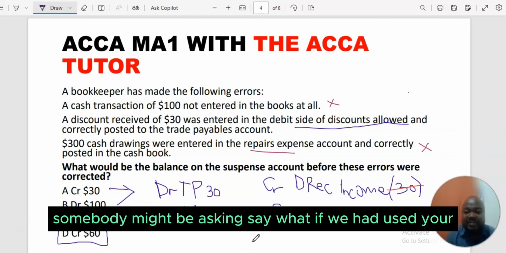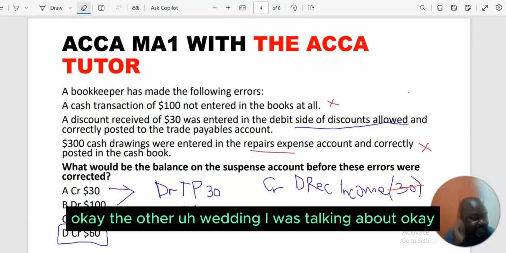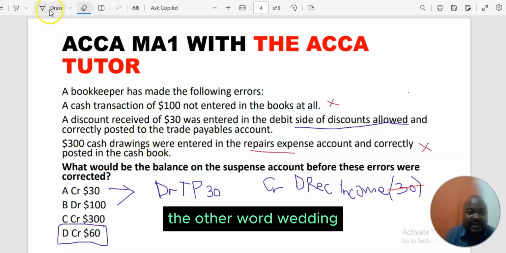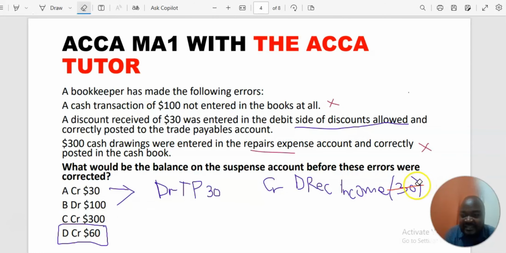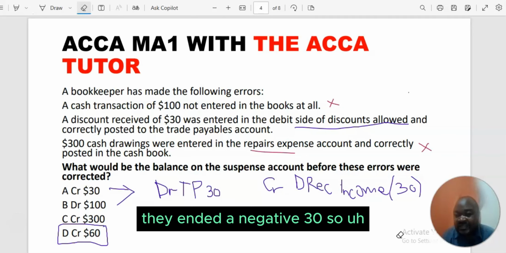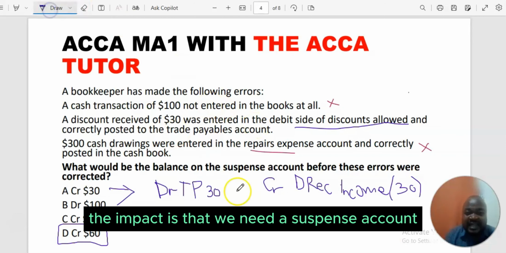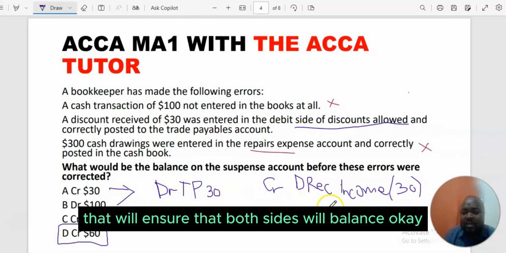All right. Okay, somebody might be asking, what if we had used the other method? The other wording I was talking about. Suppose we had continued with that, where I said that this guy entered, instead of entering a positive 30, a negative 30. So the impact is that we need a suspense account that will ensure that both sides will balance.